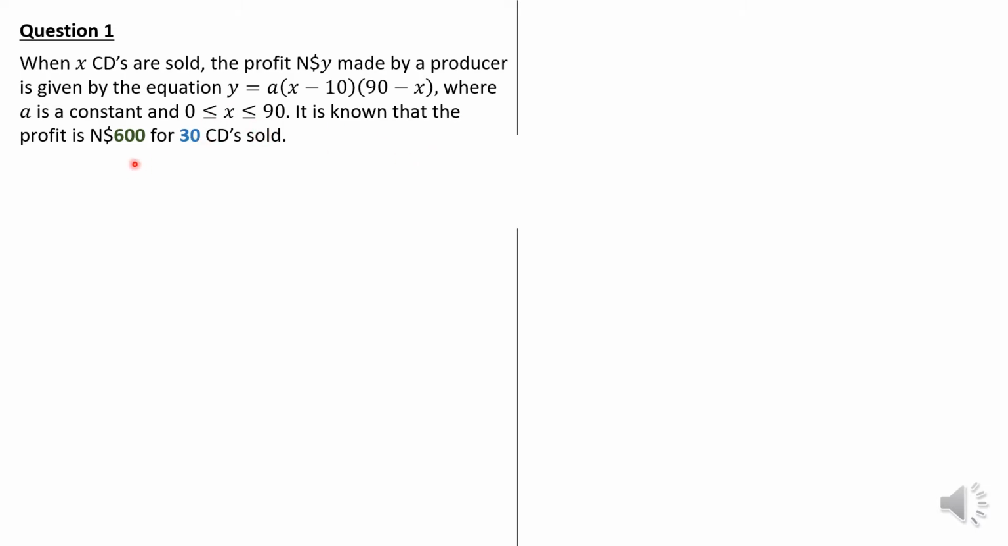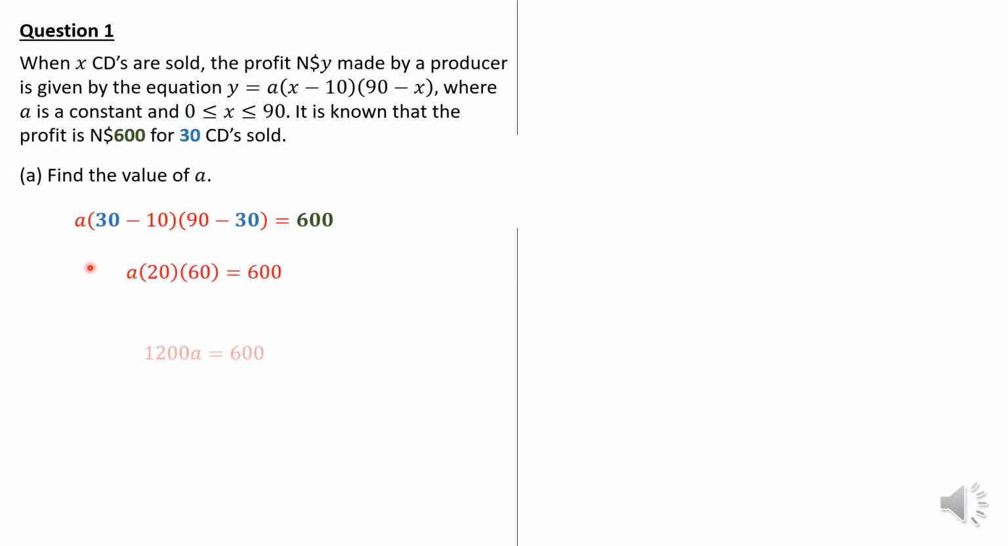Now, it is also known, and this is very important, why they give us this information. I put this in green and I put this in blue here, because this is going to allow us to calculate the value of a. If I substitute for x, remember x represents the CDs, I have 30 everywhere I have x, and a y of 600. With the blue is where my x's are, and the 600 represents the value of y, which is the profit. You can solve this equation and find the value of a. So our value of a is a half, or 0.5.